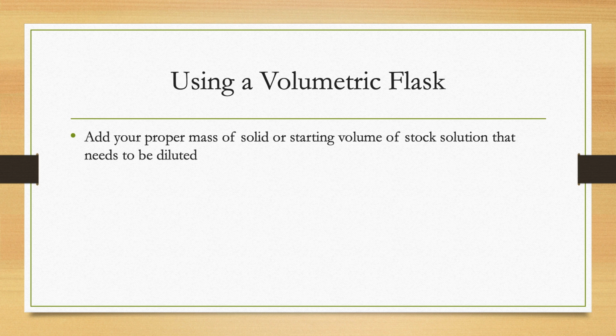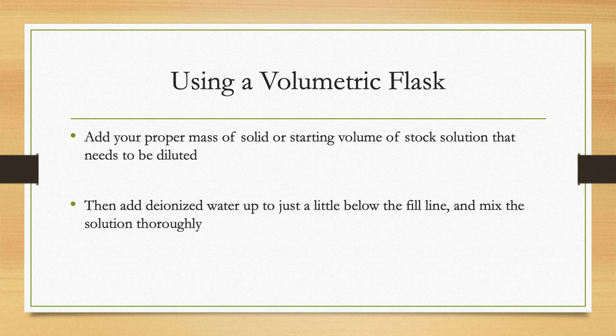So if you're using the volumetric to make a solution, the most efficient way of usually doing it is you're going to add the appropriate amount of your solute, so whatever solid mass or starting volume of your original solution that you're going to dilute, you're going to add that to the volumetric flask first, and then you're going to add water or whatever your solvent is. This week our solvent's just water. We'll typically use deionized water, particularly in this experiment, to fill up just below the little line that's going to be on the neck of your volumetric flask.